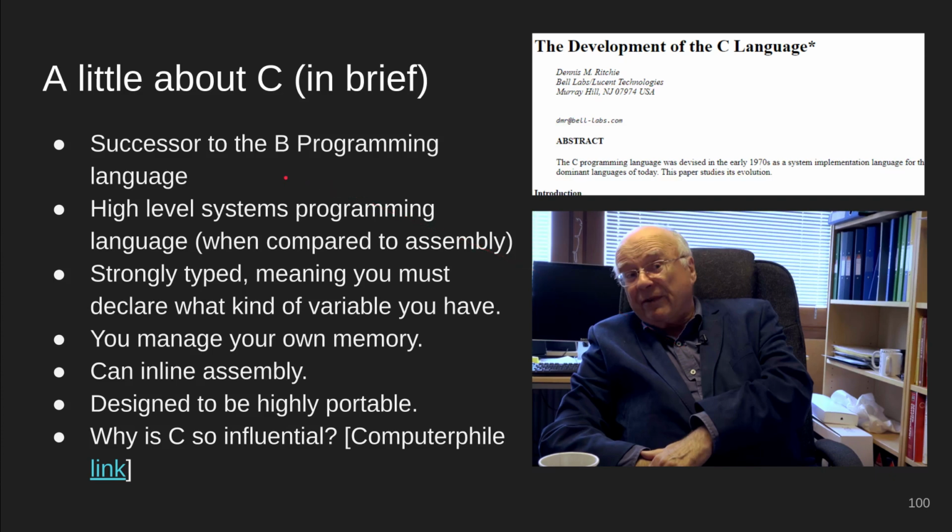Okay, a little bit about C, the language. Well, it's a successor to a language called B. Not very original. It's kind of supposed to be funny that they did that. It's considered a high-level language. It's a systems programming language compared to assembly. It's strongly typed, meaning we're going to type the data and mean what the data actually is.